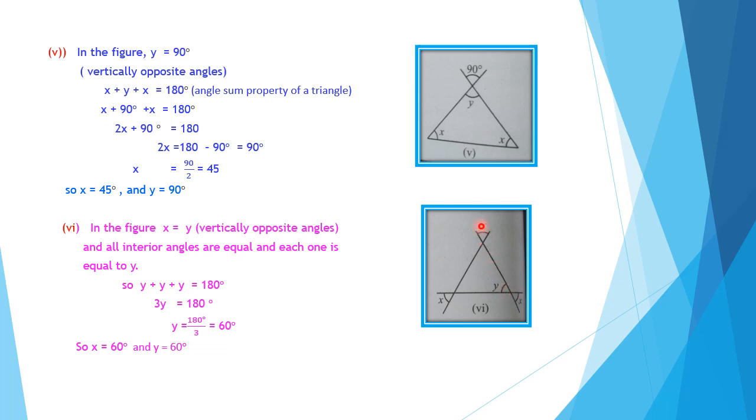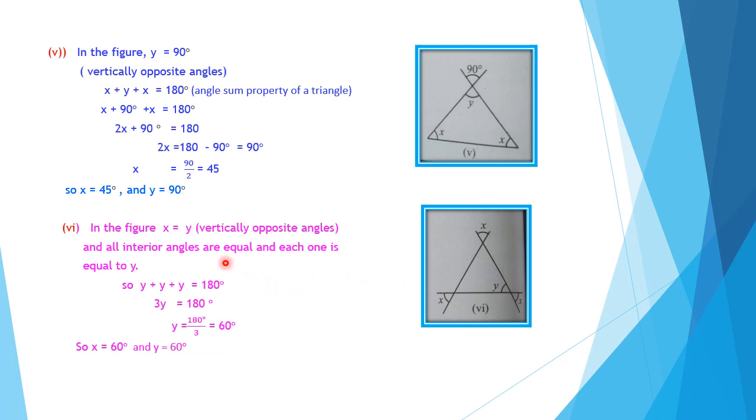Okay. Here x is one vertically opposite angle. So the other vertically opposite angle is also y. Here, because x and y are equal, they are vertically opposite angles. So here we get y. Here also y. All the interior angles are equal to y, because they are vertically opposite angles of the angle x. So we get all three inside angles as y.